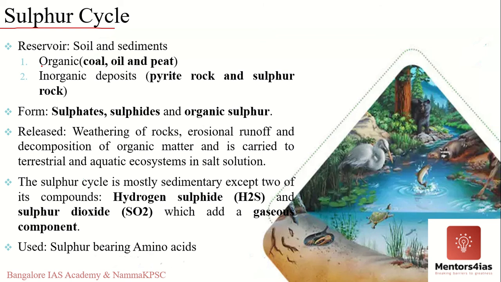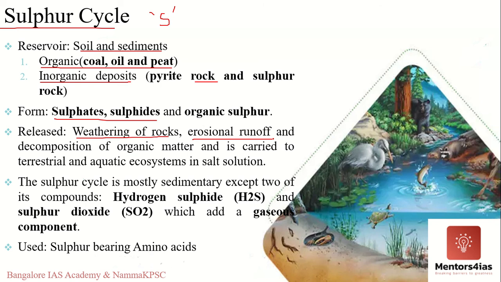Now, very simple, the sulfur cycle is also more or less similar to the phosphorus cycle. Since sulfur is a part of the sedimentary cycle, it is stored in soil and sediments, where it is found in organic deposits like coal, oil, and peat, and inorganic deposits such as in rocks in the form of sulfates and sulfides. Sulfur is then released by weathering of rocks, similar to the phosphorus cycle itself.